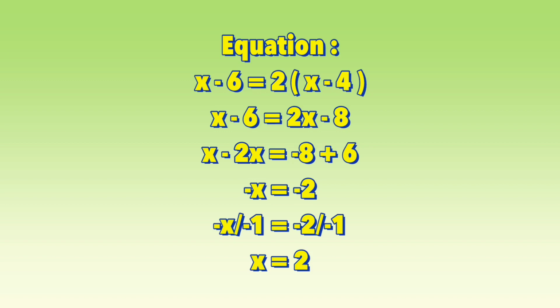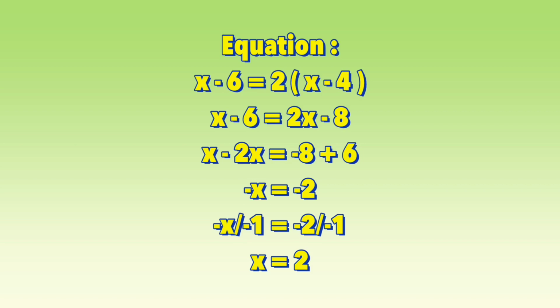After the equation, we have to solve it. We copy the equation again: x minus 6 equals 2 times the difference of x and 4. Then we use the distributive property. We multiply 2 times x equals 2x. Then 2 times negative 4, we have negative 8.